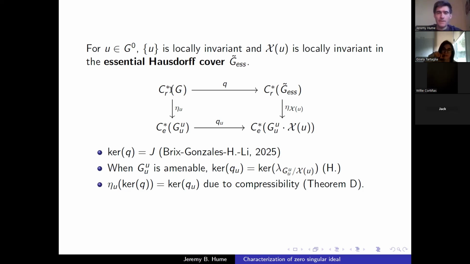And this commutative diagram actually satisfies the hypothesis of theorem D, so we have automatically that the image of the kernel of Q under this restriction map is equal to the kernel of QU. And that's just saying that the image of the singular ideal under the restriction map is identified with this kernel here. So that's how compressibility helps us.